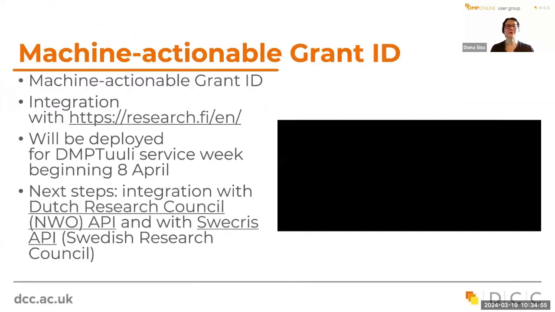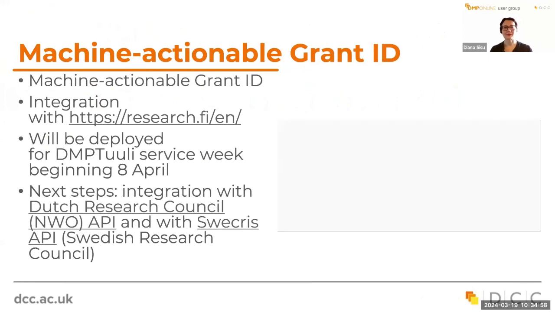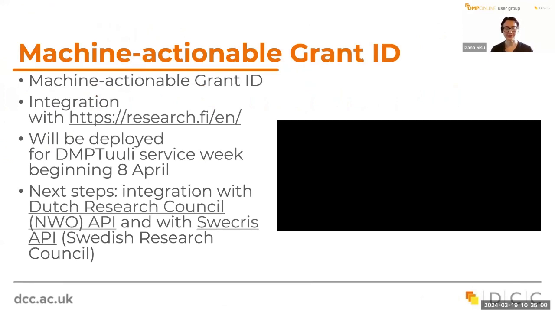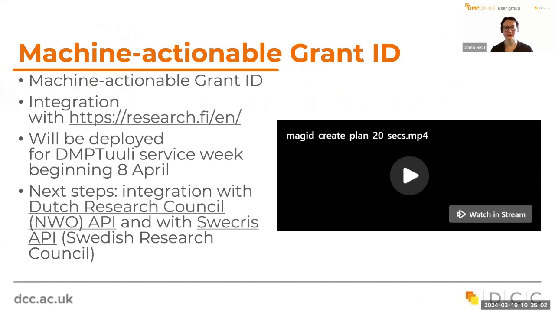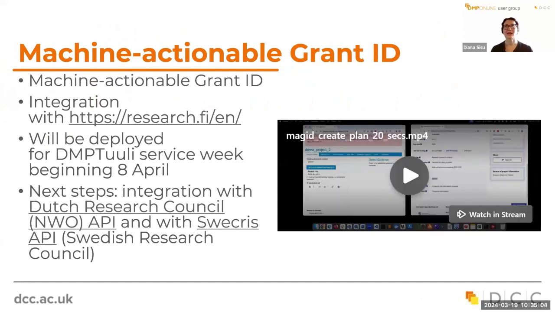I think you all know what we've been working on, and our focus is interoperability. So the first feature I'm going to present is the Machine Actionable Grant ID. I'm pleased to say that we have it ready for DMP Tuuli. It's on the test server, and it seems to work as desired.